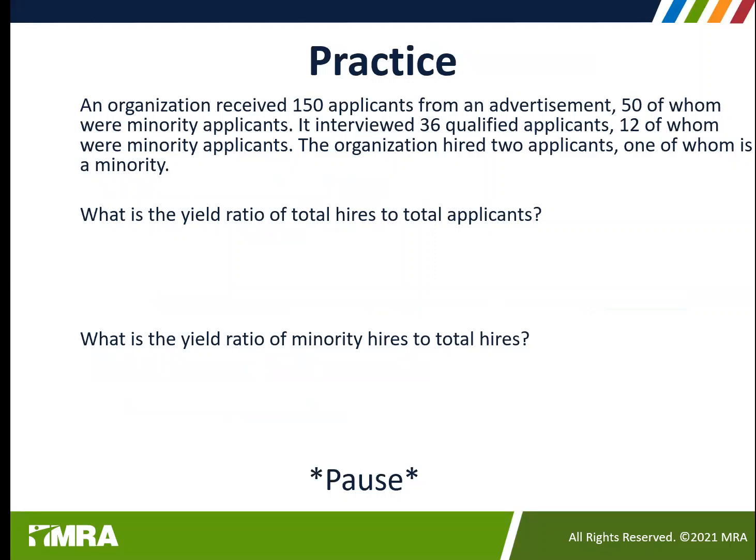Using the same information, an organization receives 150 applicants from an advertisement, 50 of whom were minority applicants. It interviews 36 qualified applicants, 12 of them minority, and the organization hires 2 applicants, one of whom is a minority. What is the yield ratio of total hires to total applicants? Second, what is the yield ratio of minority hires to total hires? Please pause the video while I calculate these yield ratios. Resume when you are finished.